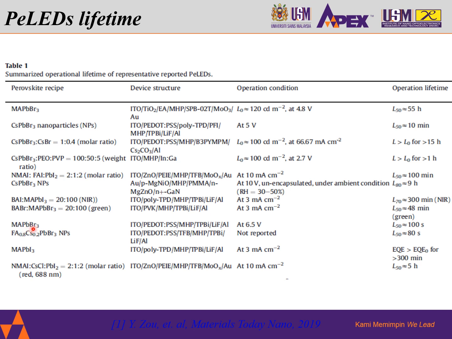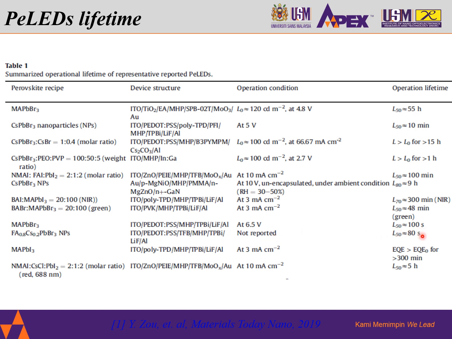And MAPbBr3 with the device structure of ITO, PEDOT:PSS, MHP, TPBi, LiF and Al. The operation condition is 6.5 volts. Also, the lifetime is quite low, less than 1 second. Then FA0.8Cs0.2PbBr3 NCs with the structure of ITO, PEDOT:PSS, TFB, MHP, TPBi, LiF, and aluminum. The operation condition is not reported.